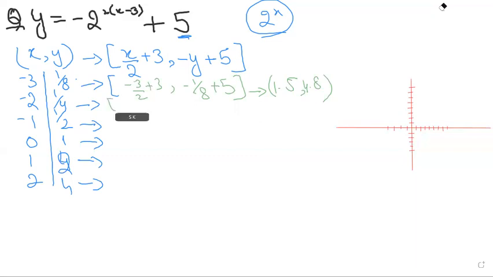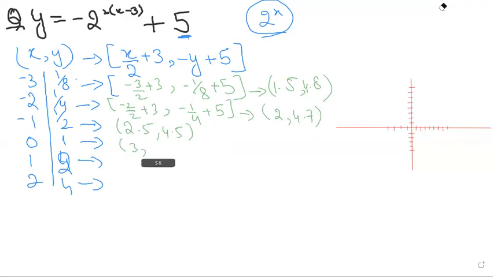Now for the second, let's see. Instead of x, I'm going to write negative 2, and instead of y, I'm putting 1 by 4. If I solve them, I will get 2 and 4.7. Similarly, all of these values I will get one by one. This will be 2.5 and 4.5. The other one will be 3 and 4. Next one will be 3.5 and 3. And the last one will become 4.5 and 1. So this is how I get all the values of these coordinates.